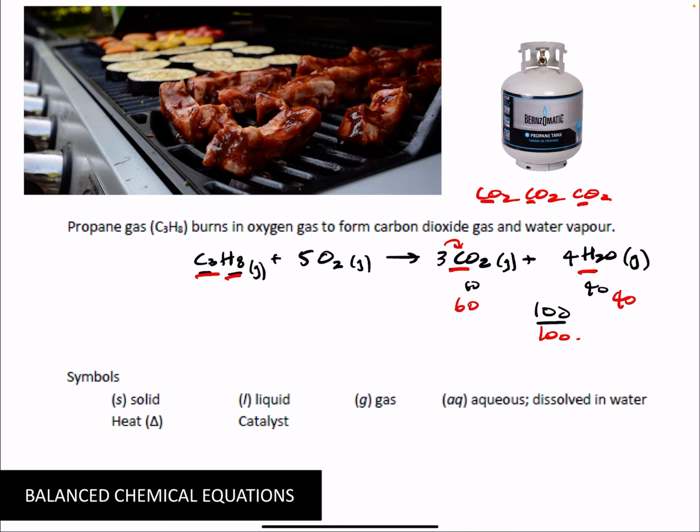Nice. And 5 times 2 is 10 O's. Balanced. Nice work by us. Did I get the phases right? Gas, gas, gas, gas. Yes. Nice work by me.